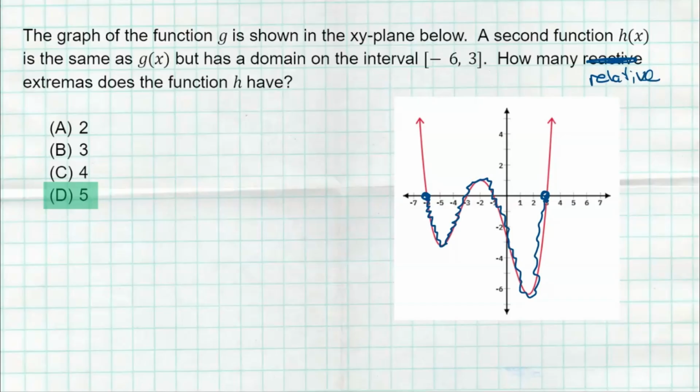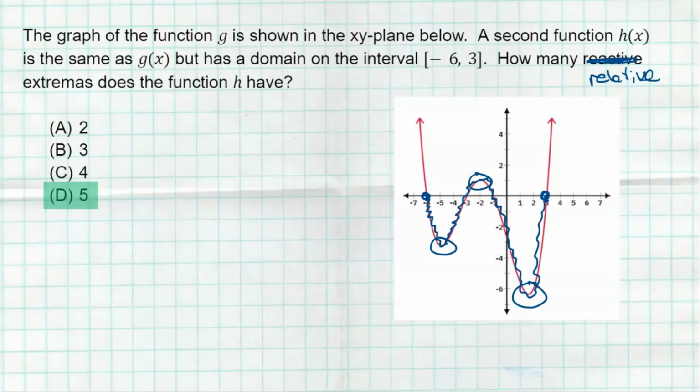Sorry about that. So here's what we got to remember: most kids are going to say 3. They see this one right here, that relative min, this one right here, that relative max. They even see this one right here, that's a true min, but an absolute min is also considered a relative min. So the answer is 3. But that's not the right answer.